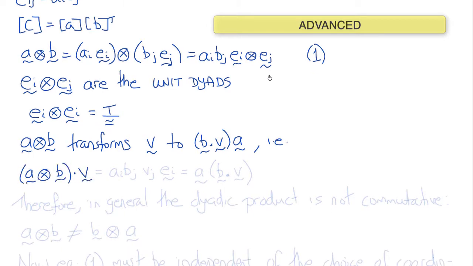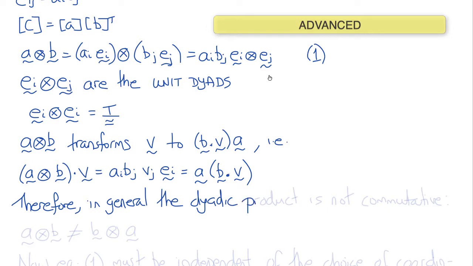And to prove this, let's take A dyadic B dotted with V. That would be Ai Bj Vj times Ei, which would therefore be equal to A times B dot V, since the Bj Vj would be the dot product of B and V. So we can see from this that the dyadic product is not commutative. In other words, in general, A dyadic B is not equal to B dyadic A.